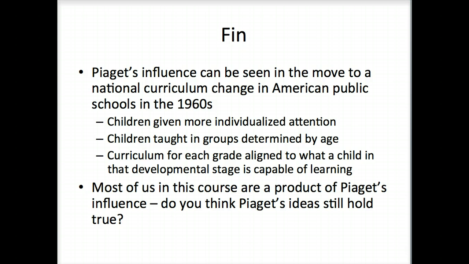So to conclude, Piaget's influence is seen in the national curriculum change that happened in American public schools in the 60s, when children were given more individualized attention. We started grouping students by age into grade levels, and then the curriculum for each grade was aligned to what a child in that developmental stage is capable of learning. So we actually see Piaget's influence all the time in our curriculum, and in the way that we do grade levels and groupings and things like that. That's all basically Piaget. That's the idea that students are in different developmental stages depending upon their age.